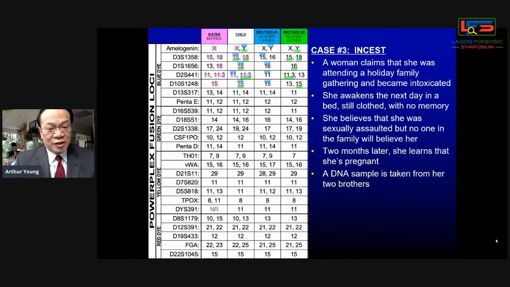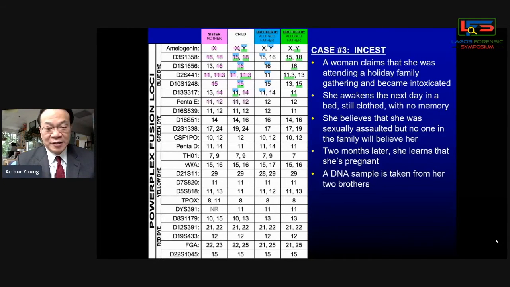On to the next genetic marker, 11 and 14. Well, here the 14 could only have come from the mother because the other allele that she has is the 13, which means that the 11 has to come from the father. Unfortunately, both brother number 1 and brother number 2 have the 11 allele.